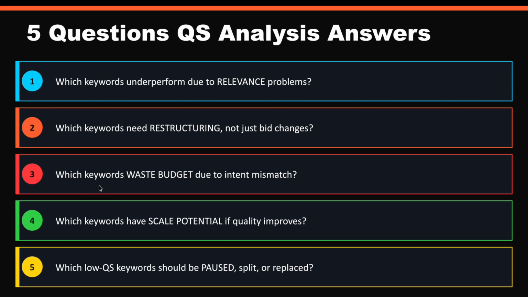Okay. And question number 3 is which keywords are wasting your budget because of a mismatch. This is when a keyword is attracting the wrong type of searches, people who are not interested in what you are selling. And question number 4 is which keywords have hidden potential. Some keywords are already converting but still have a low score. So these are gold. Fix them and your cost per lead can drop significantly. And the last question is which low quality keywords should be paused, split out, or replaced completely. So these 5 questions are your guide every single week. Okay. This is how professionals think about their accounts, not just numbers but problems to solve.